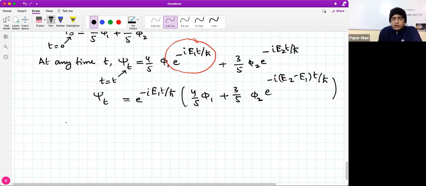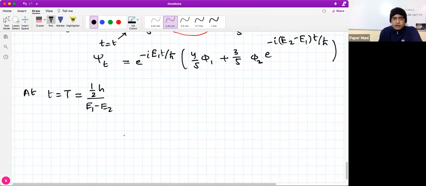Now we have to check what happens to the equation at t equal to capital T, which is given in the question as half h by (E1 minus E2). If we do this in the above expression, be careful with the exponential part, as there are lots of powers here. Wherever t appears, we put this value.